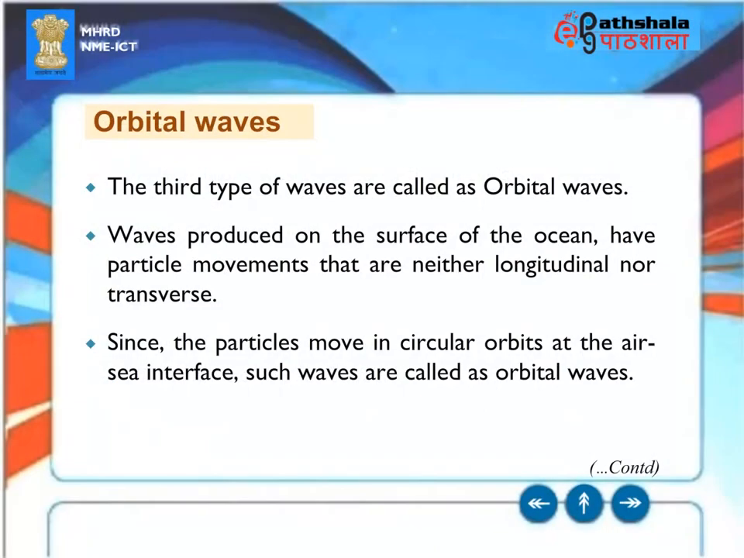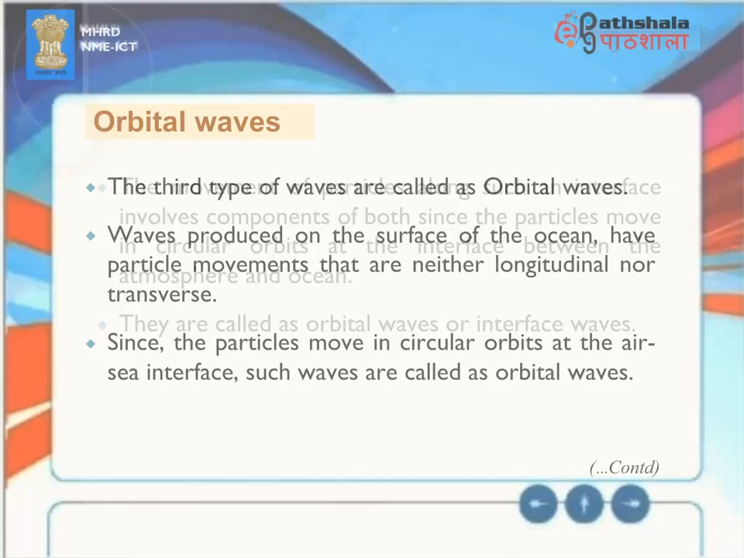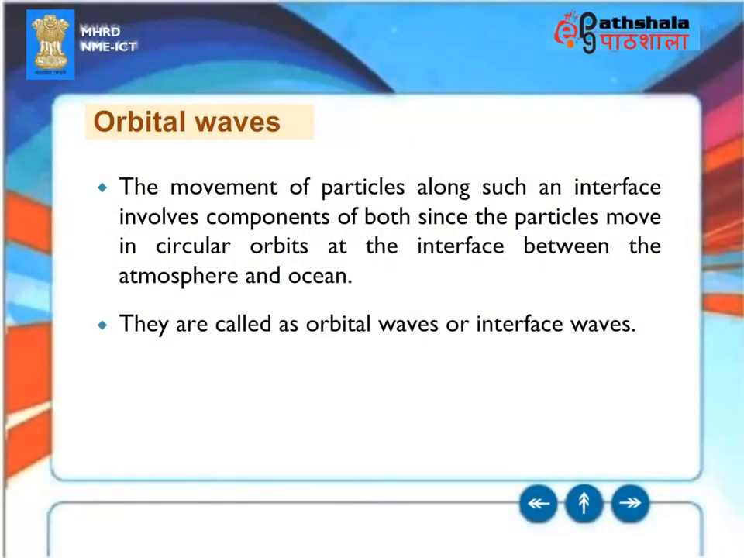Orbital waves. The third type of waves are called orbital waves. Waves produced on the surface of the ocean have particle movements that are neither longitudinal nor transverse. Since the particles move in circular orbits at the air-sea interface, such waves are called orbital waves. The movement of particles along such an interface involves components of both, since the particles move in circular orbits at the interface between the atmosphere and ocean.